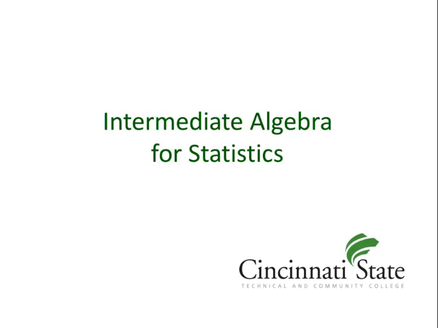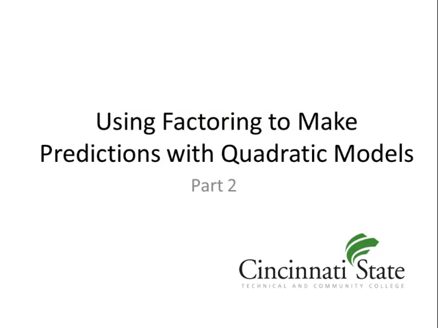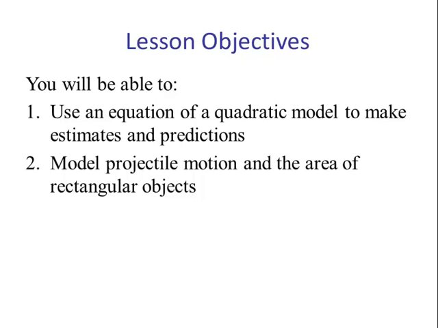Intermediate Algebra for Statistics, Using Factoring to Make Predictions with Quadratic Models, Part 2. Lesson Objectives: Use an equation of a quadratic model to make estimates and predictions. Model projectile motion and the area of rectangular objects.